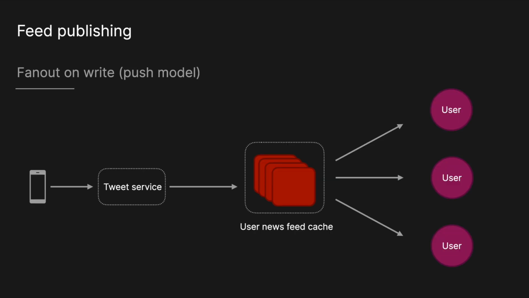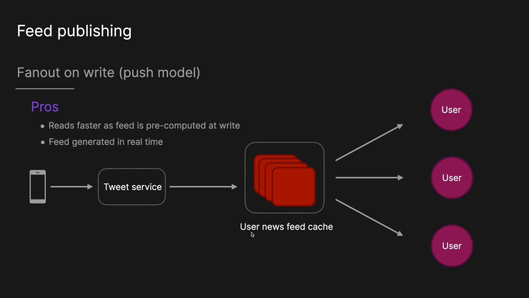Okay, so for the fanout on write, basically in this approach, when a new piece of content, in our context that'll be a tweet, is published, it is then immediately pushed to all the followers' feeds. So here, a person tweets, and then that information will get pushed into all their followers' news feeds cache. And so what this means is basically a user's newsfeed is pre-computed, and then when they pull it, it's already computed, so that'll be very efficient.